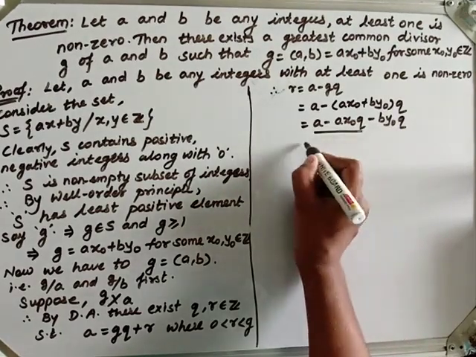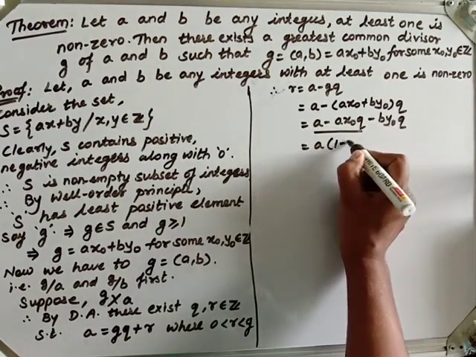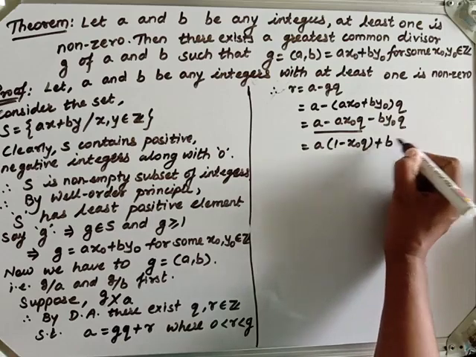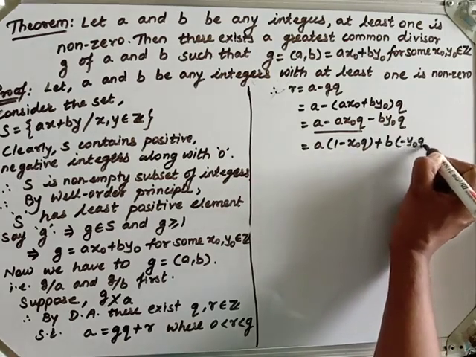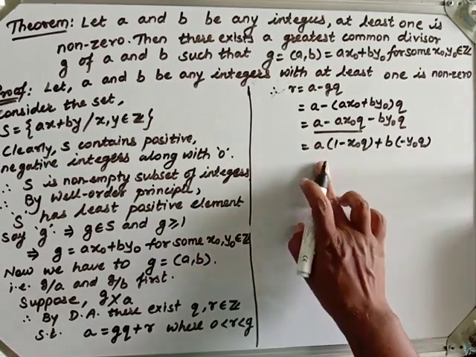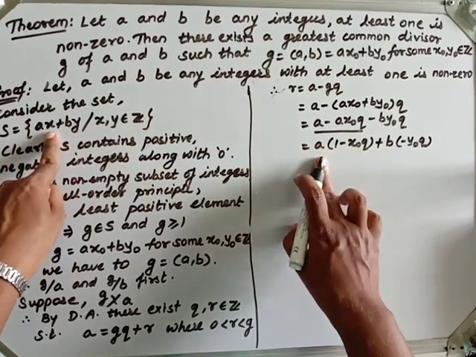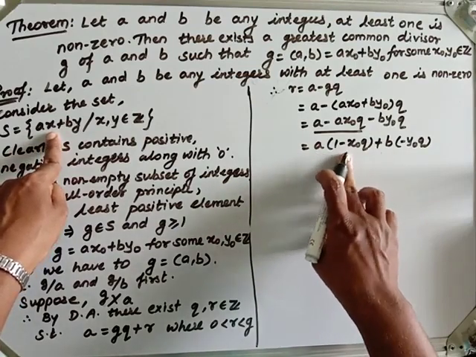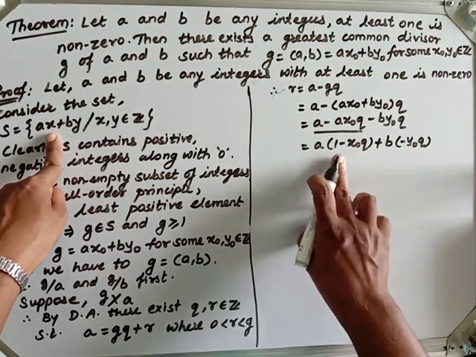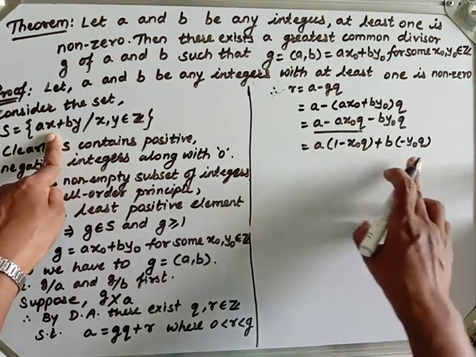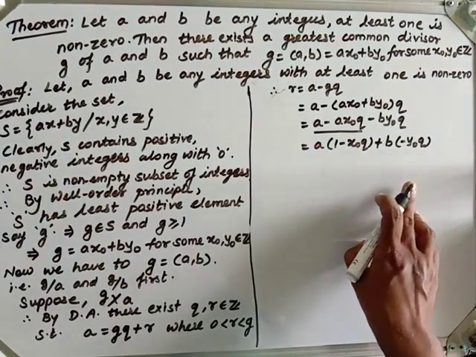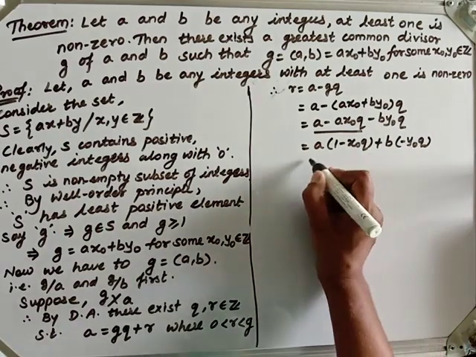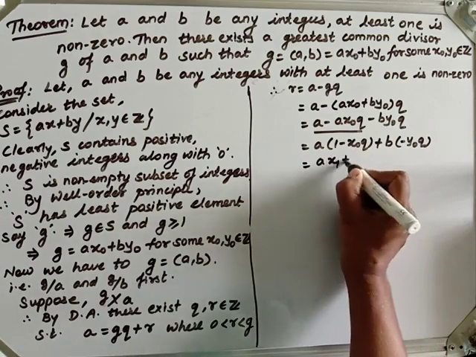Now let us take A common from this. It will be A times (1 minus x0 Q) plus B times (minus y0 Q). Fine. So now if you look at it carefully, this is again an element of the set S. As we know x0 is an integer, Q is an integer, 1 is an integer, so this whole thing will be an integer. Again minus y0 Q is also an integer. So these are integers. A and B are our numbers. So let me name it as A x1 plus B y1.